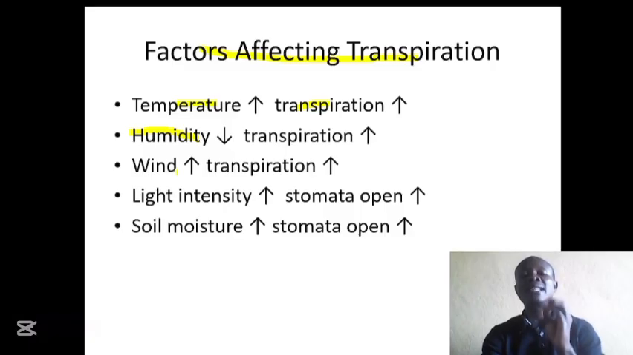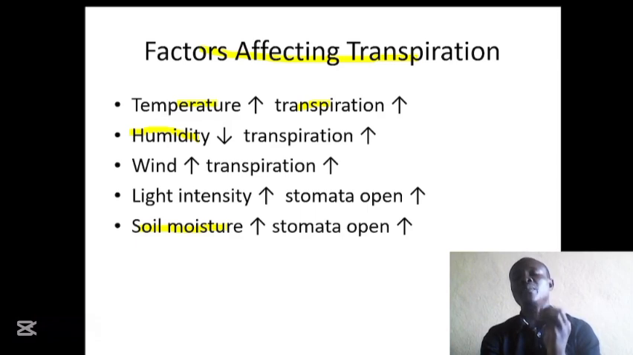And we have light intensity. The higher the intensity of the light, the higher the rate of transpiration will be. The lower the intensity of the light, the lower the rate of transpiration will be. Because high intensity of light will cause the stomata to open. And lastly, we have soil moisture. As we have more water in the soil, more of it will be absorbed into the plant. And this can affect the normal functioning of the plant.